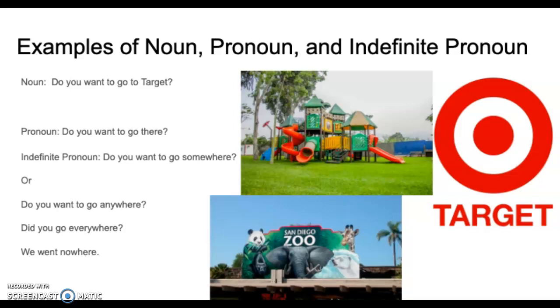So once again, it's do you want to go somewhere? So literally somewhere. I'm not saying Target anymore. It could be the zoo, it could be the park. Okay, or I could say, did you want to go anywhere? So anywhere could be anywhere I want to go. Did you go everywhere? So maybe I told you to go to the store and then go to the doctor and then go to the school and then go home. So everywhere means did you go everywhere I asked you to go? And then last of all, we went nowhere. Literally nowhere. That means you didn't go anywhere.